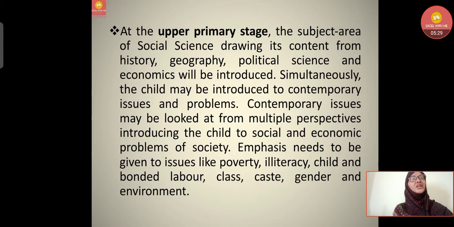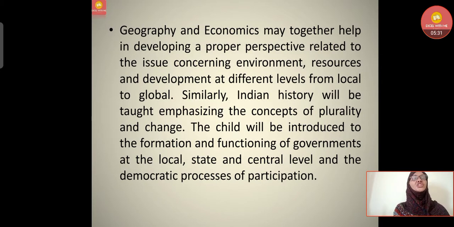All these things are discussed. Geography and economics may together help in developing a proper perspective related to the issue concerning environment, resources and development at different levels from local to global, obviously.